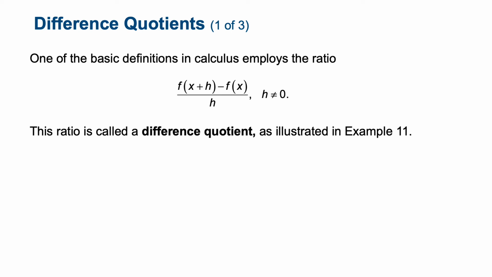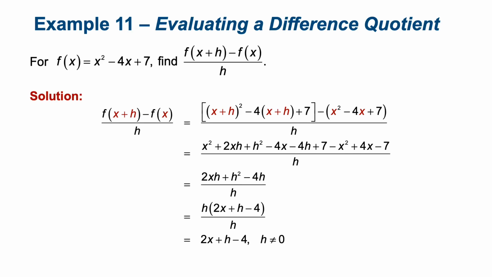You use this ratio where you have the function evaluated at x plus h, minus the function evaluated at x, all over h, where h cannot be 0, and this is a difference quotient. So let's do an example. For f of x is equal to x squared minus 4x plus 7, let's find the difference quotient. That's what this is. So here's the difference quotient.